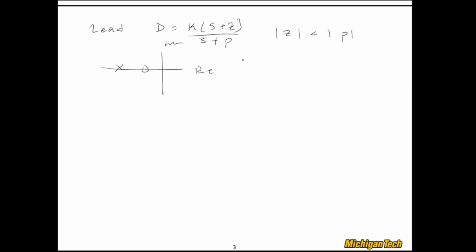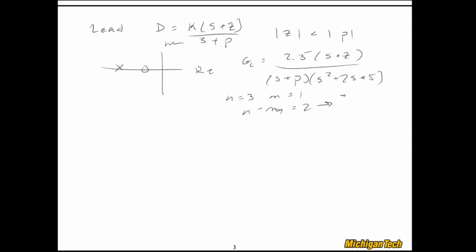Now if we look at our loop transfer function with the lead compensator in it, we have 2.5 times s plus z over s plus p, and s squared plus 2s plus 5. And we can jot down the number of poles, which is 3. The number of zeros is 1. But what's interesting is n minus m, that's an m, is still equal to 2, which means there's 2 asymptotes, and they're at plus minus 90 degrees, just like we had before.